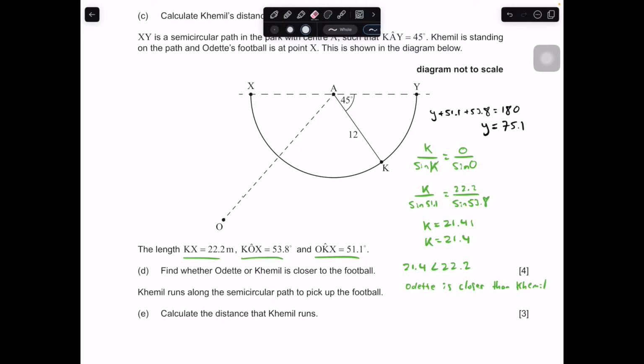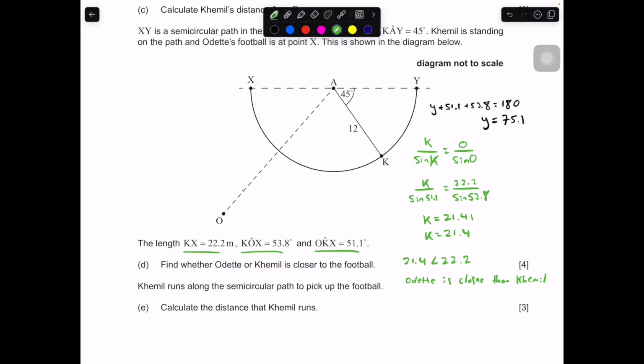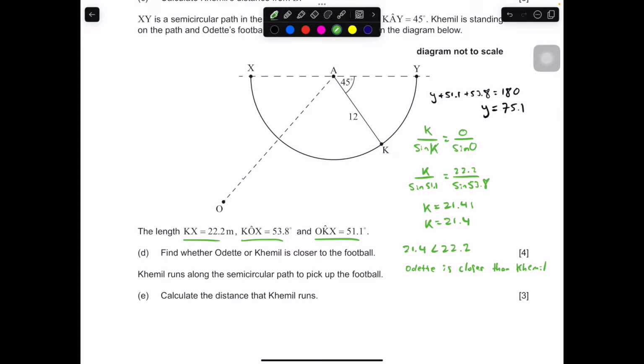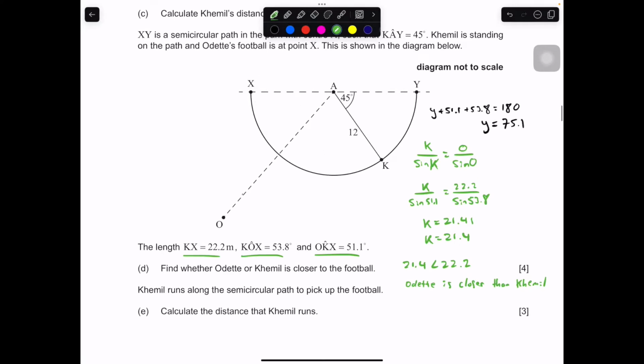Okay, the distance that Camille runs. So here's Camille. He's going to run and get the football. Interesting, it's interesting that Camille would run for it even though he's further away. Potentially that's meant to throw you off and have you guess that Camille is closer because he's running towards it. Calculate the distance that Camille runs. Alright, 3-mark question. So far this question I think is okay.